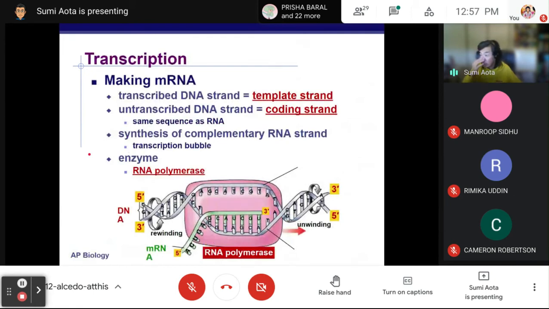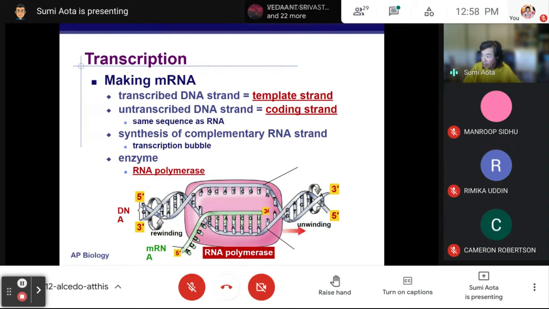So let's talk about transcription. How do we go about making messenger RNA? The side of the DNA strand that we copy from, the side that is transcribed, is called the template strand. The side that we are not copying is called the coding strand. It ultimately has the same sequence as the RNA.